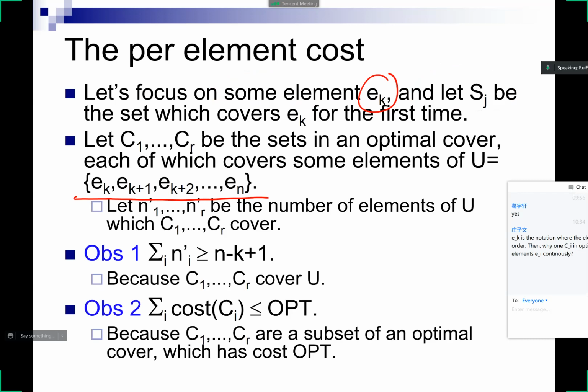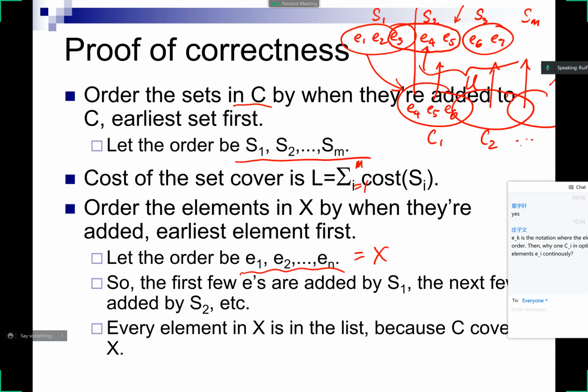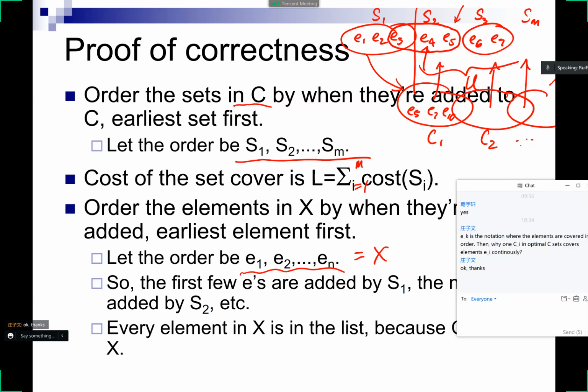So in general, let's go back to that picture. I didn't mean to draw things this way. It could be that you have, let's say, C1, and it can cover anything. It can cover something like E5, E7, and then E10. They do not have to be continuous. I just drew things this way because it's easier for me to draw. Sorry about that. Okay, any other questions?